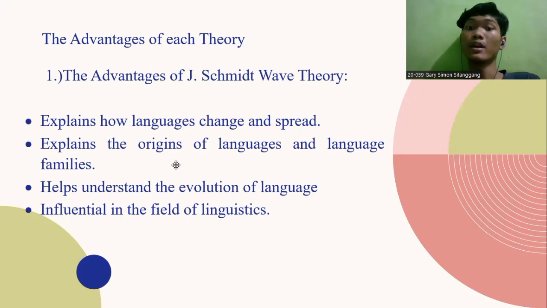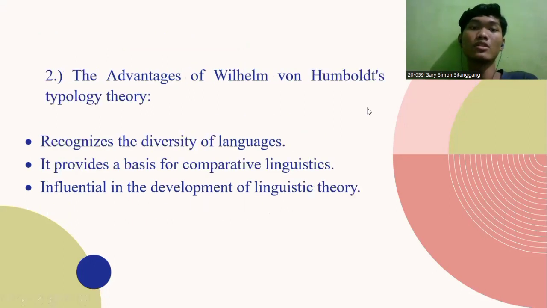The wave theory has had a significant influence in the field of linguistics, particularly in understanding language change and its evolution. The second is the advantages of Wilhelm von Humboldt's typology theory. So, the first is it recognizes the vast diversity of languages around the world and the unique features of each language. It also provides a basis for comparative linguistics and is influential in the development of linguistic theory. The typology theory of Humboldt has also been highly influential, especially in the study of the relationship between language and thought.